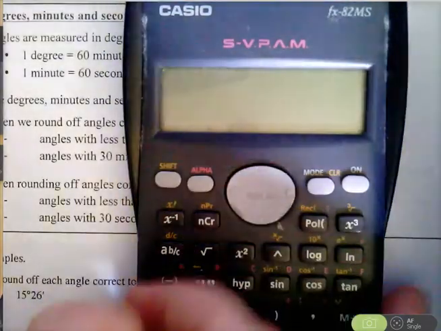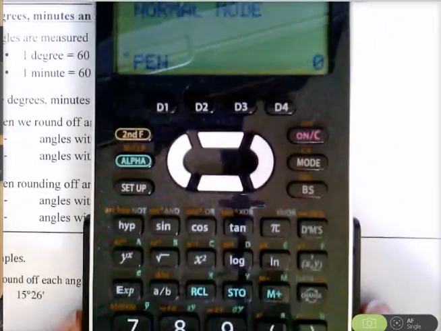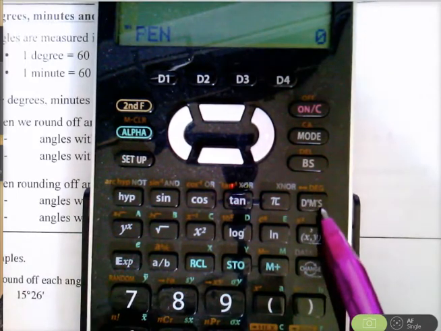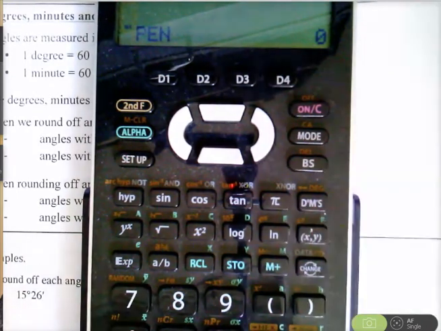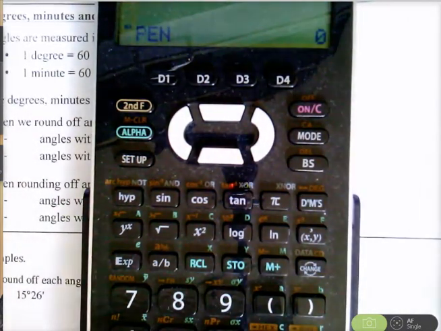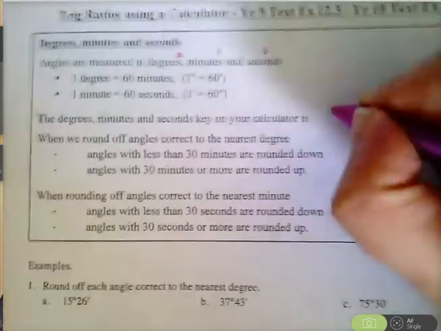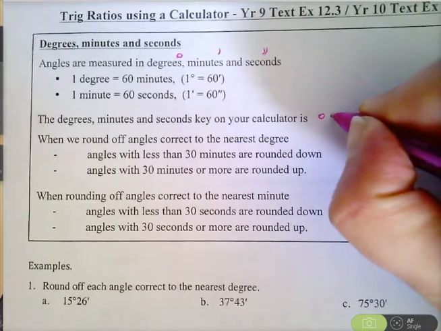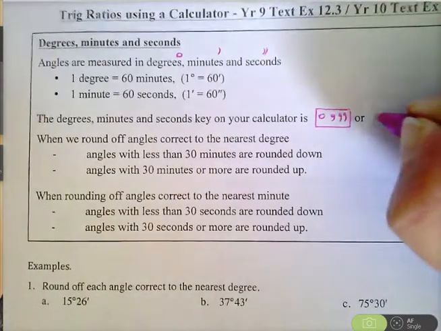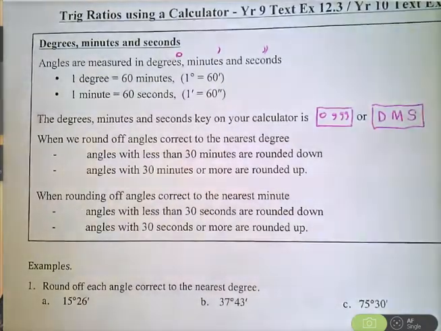Now I'm going to bring in the new calculator that you've got at school. Some of you have this calculator, and the degrees, minutes, seconds button is here, the DMS, okay? That's the degrees, minutes, seconds button there. So that's just showing you the two different calculators where the degrees, minutes, seconds button is. On some calculators it looks like this, but on others, it's the DMS button. Okay, depends on the calculator that you've got.